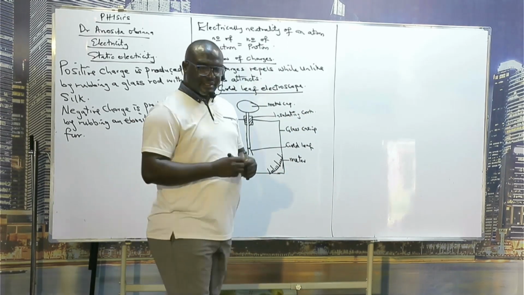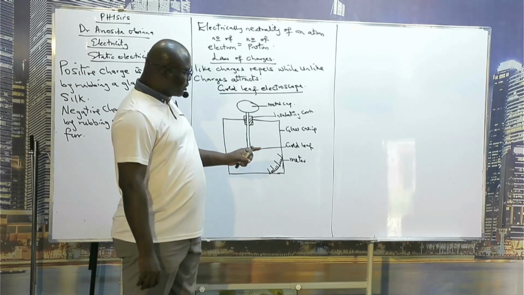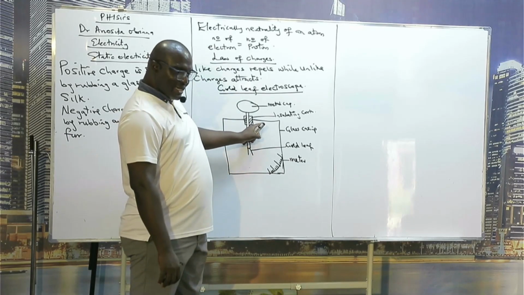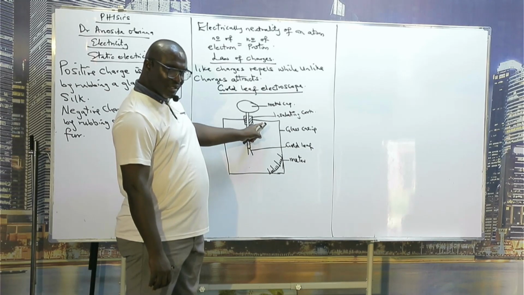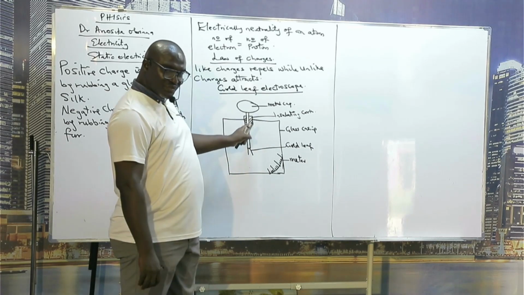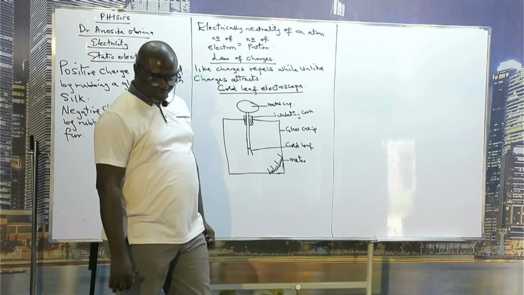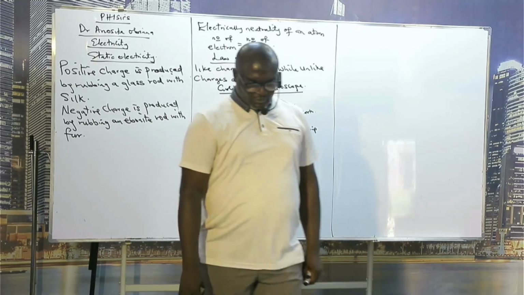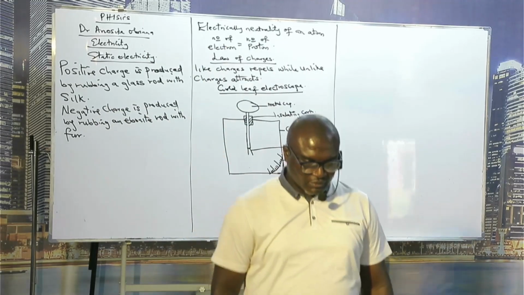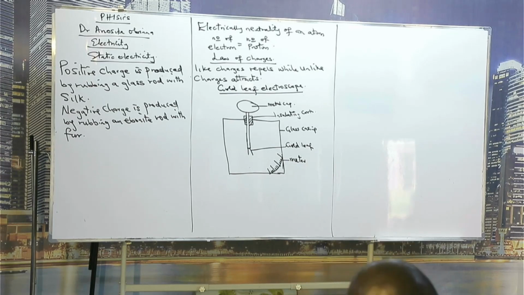The insulating cork must make sure that the casing is not touching the metal rod. That's why we call it an insulating cork.